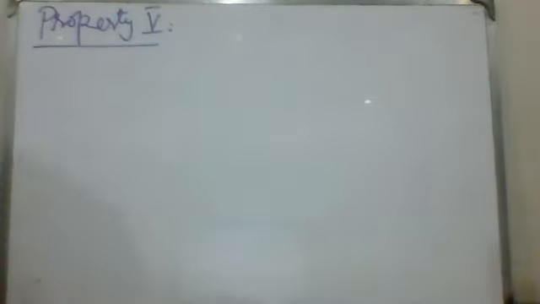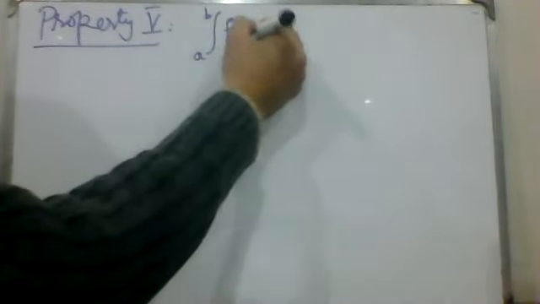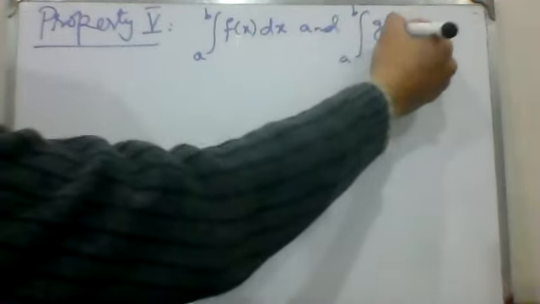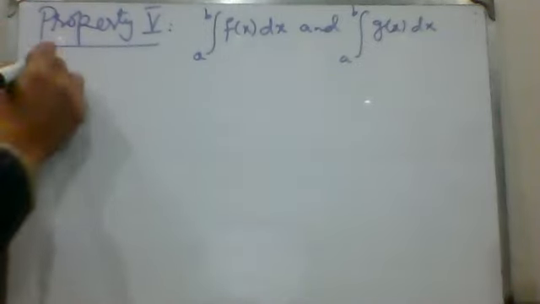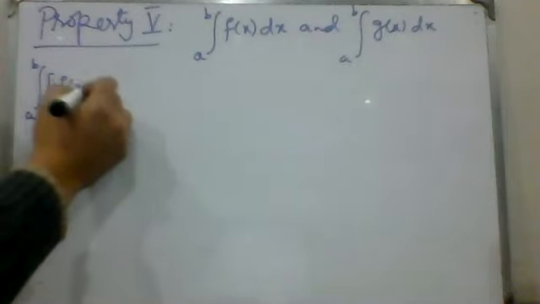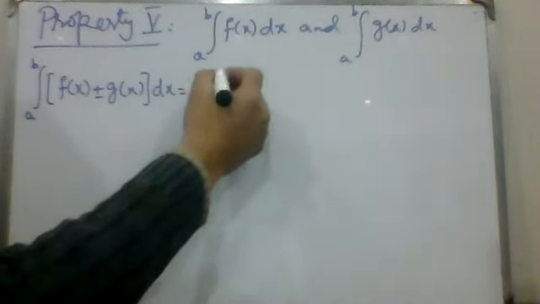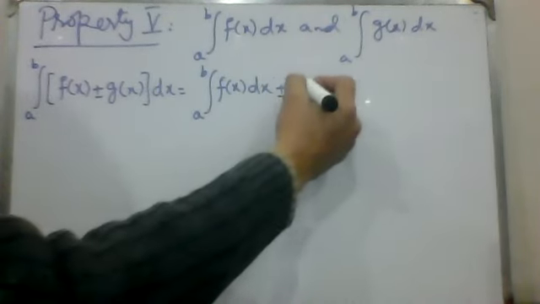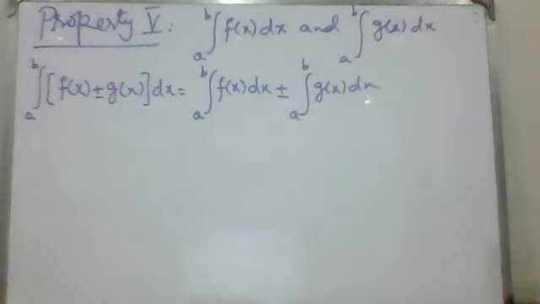In the fifth property, there are two functions: one is the integral from a to b of f of x dx, and the second is from a to b of g of x, two different functions with the same domain. If these two functions are written in the form of summation or subtraction, f of x plus or minus g of x dx, we can write a to b f of x dx plus or minus a to b g of x dx.